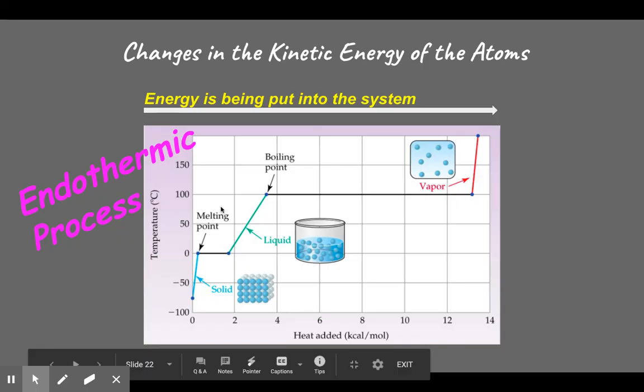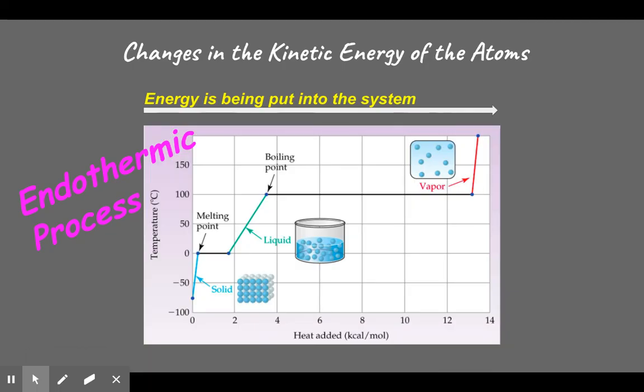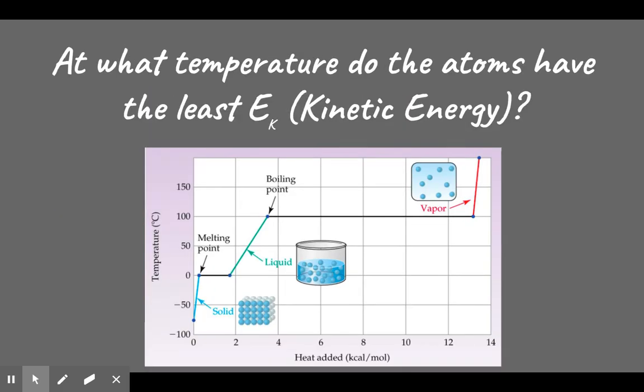When we look at a heating curve, we're seeing that the phases are changing from solid to liquid to gas or vapor. As you can see, energy is required in order for this change to occur. So a heating curve is an endothermic process. It represents an endothermic process because heat is being added.